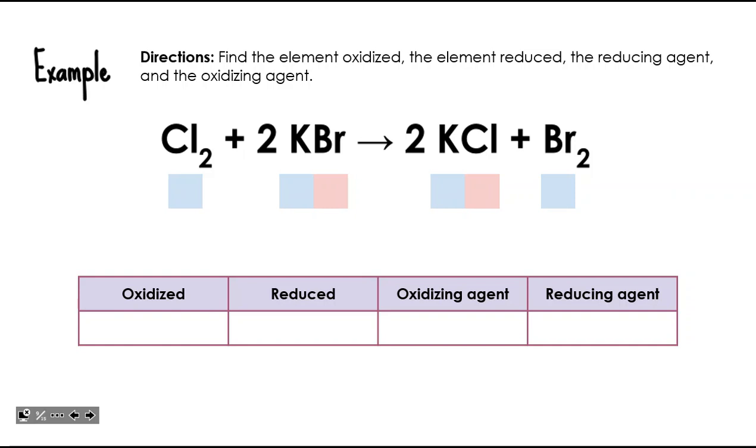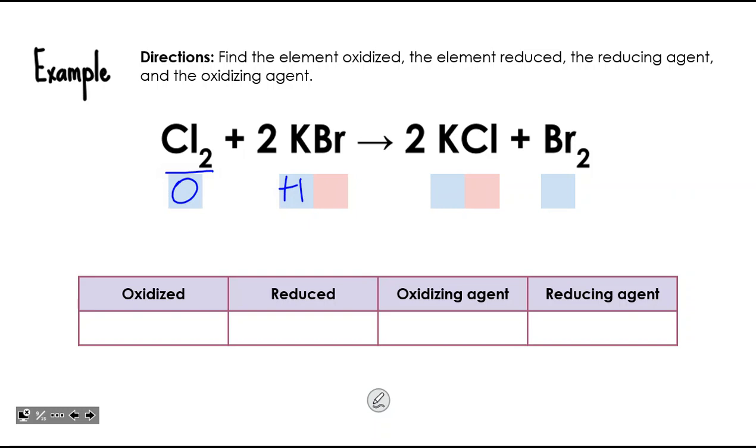Okay, let's assign oxidation numbers. What do we assign for chlorine, Cl2? What's its oxidation number? It'd be 0 because it is elemental chlorine. Very good. How about the potassium in KBr? What's its oxidation state? It is +1. Potassium is an alkali metal in group 1. It's going to be +1.